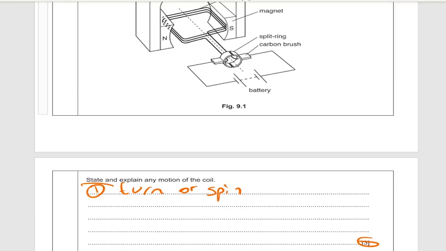Second mark is giving a bit more detail on this spin. There are two ways you could have got this mark. Because it's got a split ring, that coil is going to keep spinning in the same direction over and over. So you could have talked about the fact that it would be continuously spinning, or you could talk about what direction it is going to spin.